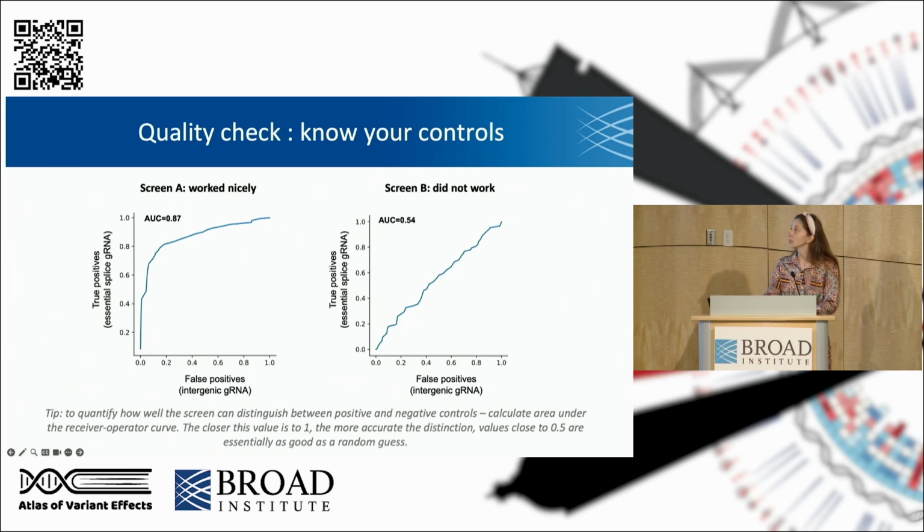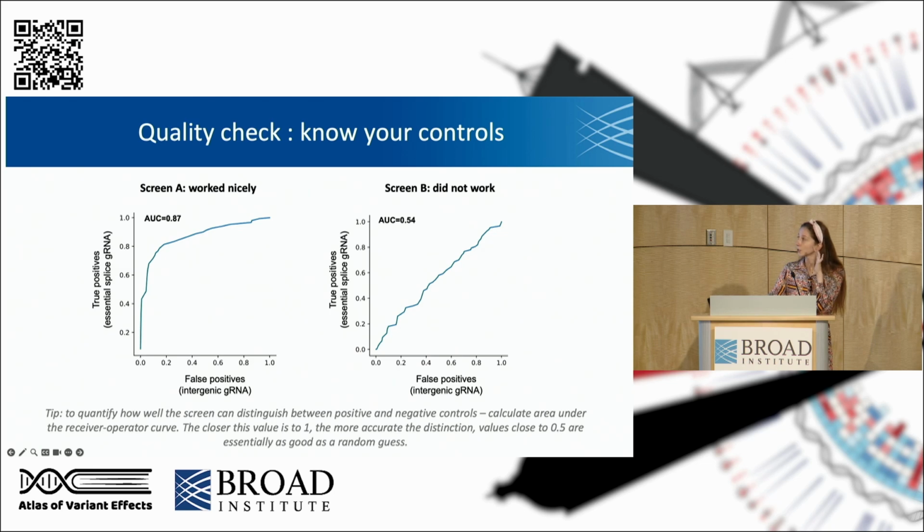And if one would like to know how well a screen can distinguish between the positive controls in the library and the negative controls in the library, one could build a receiver operator curve, where the true positives would be guides targeting the splice sites of essential genes, and the false positives would be guides targeting intergenic regions. The better the screen can distinguish between the two, the better the curve, and afterwards we would need to calculate the area under the curve.